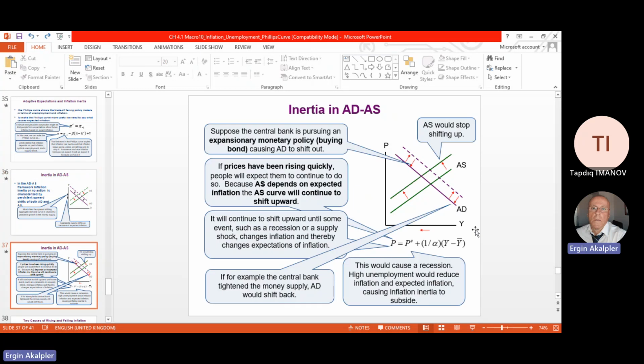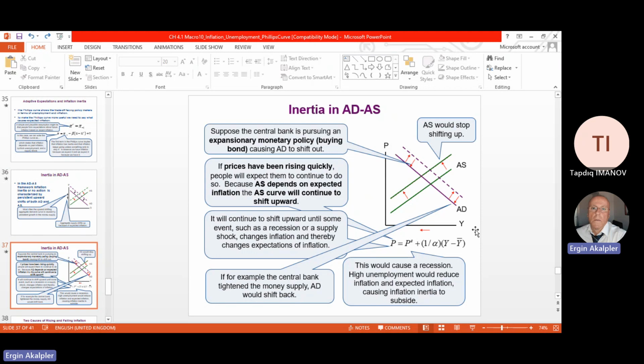And inertia in aggregate demand and aggregate supply: suppose the central bank is pursuing an expansionary money policy, buying some bonds, let's say, because expansionary money policy has usually meant buying bonds to pump up the money in the system. As it is shown here, if prices have been rising quickly, people will expect them to continue to do so, because aggregate supply depends on expected inflation, and the aggregate supply curve will continue to shift upward.